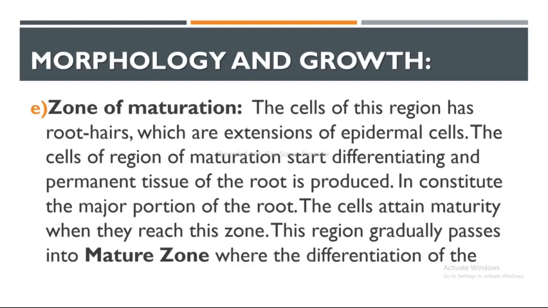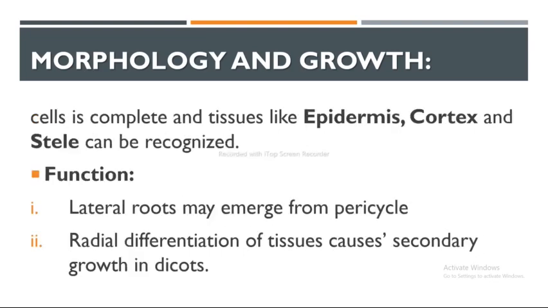Next region of the root is the zone of maturation. The cells of this region have root hairs, which are extensions of the epidermal cells. The cells of the region of maturation start differentiating and the permanent tissue of the root is produced. It constitutes the major portion of the root. The cells attain maturity when they reach this zone, and this region gradually passes into the mature zone where the differentiation of the cells is complete and tissues like the epidermis, cortex, and the stele can be recognized.